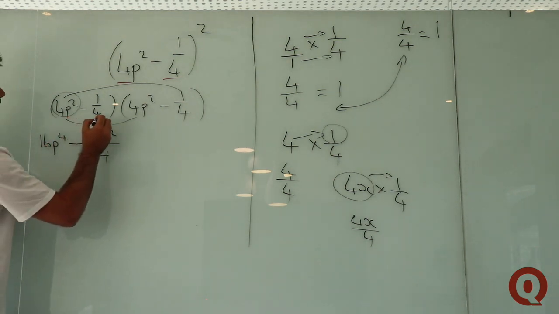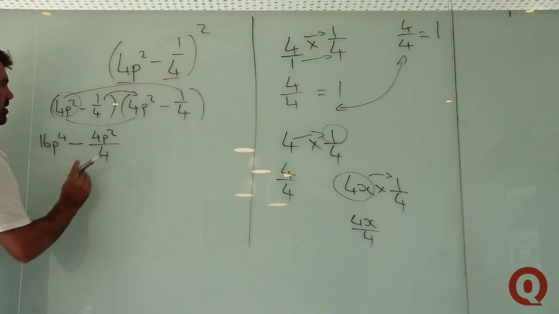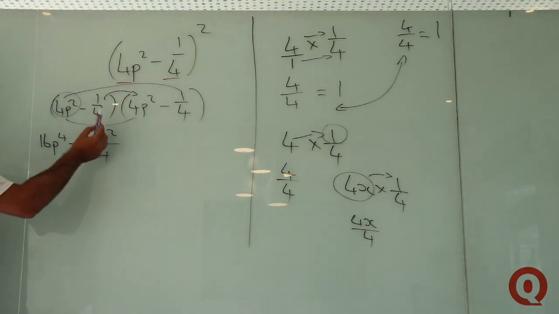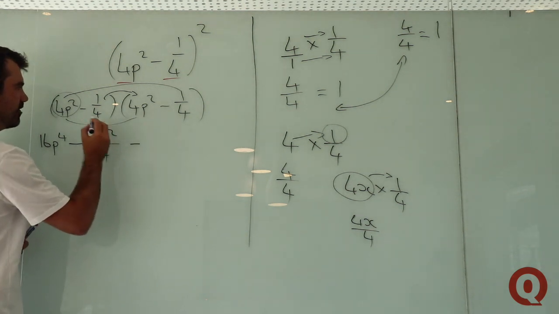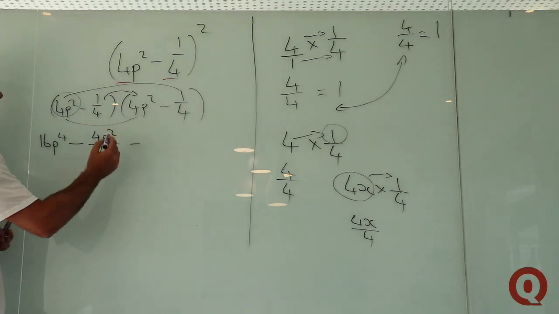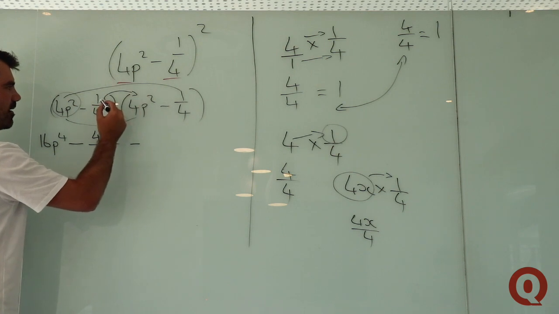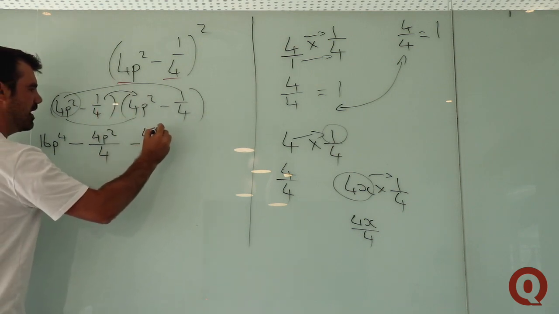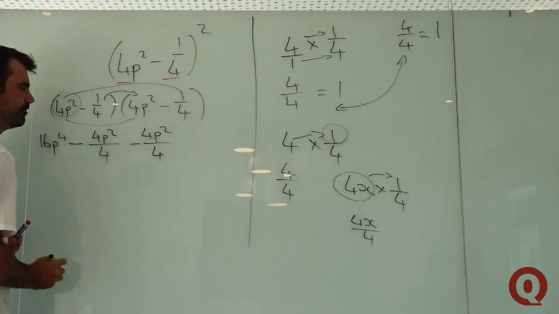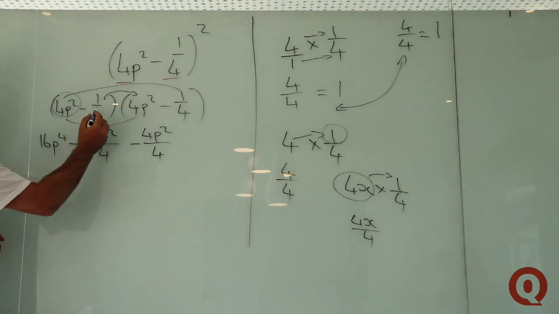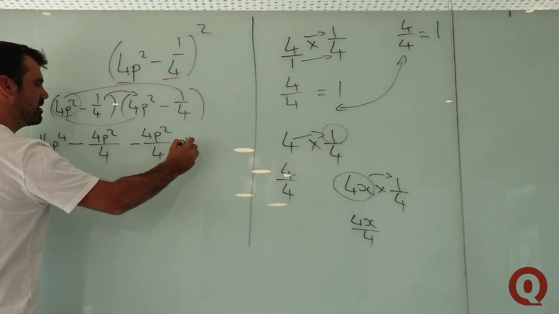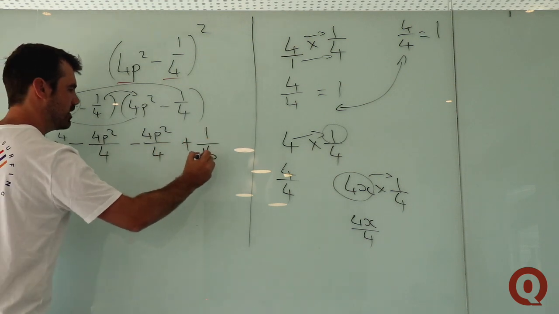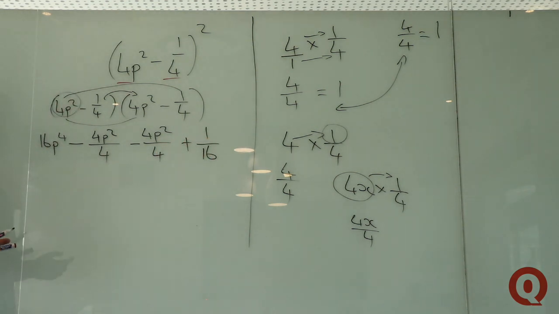Again, we're going to go negative quarter times 4p squared. If you haven't noticed, this is exactly the same operation we did just before. So again, I'm going to have a negative, because a negative times a positive is a negative, and then 4p squared multiplied by my numerator gives me 4p squared over 4. And lastly, a negative quarter times a negative quarter, as we saw earlier, is going to give me a positive 1 over 16. Now we need to collect.